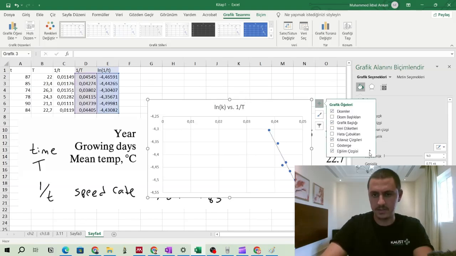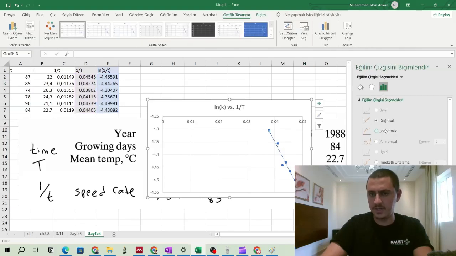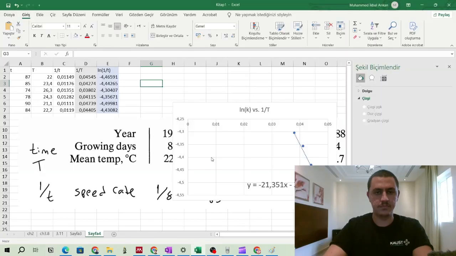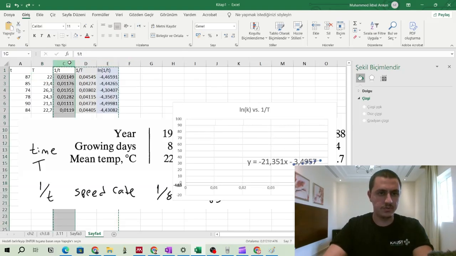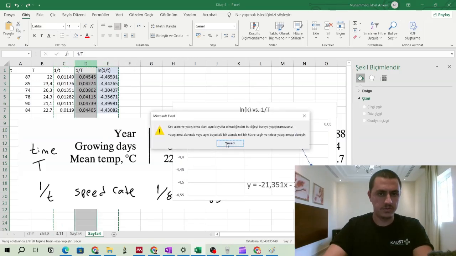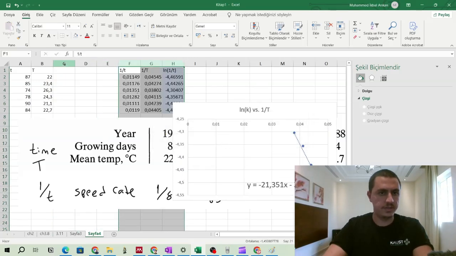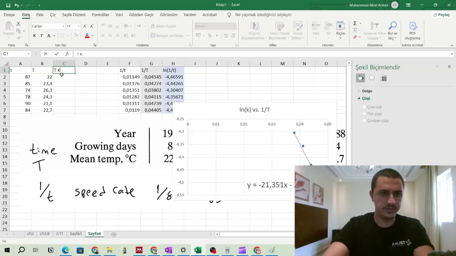Here you can add the regression. You can say it's linear or exponential or logarithmic. We need linear, because we need a slope here and the distribution is quite linear. Here is a further step: we have a mistake, we did not convert the temperature to Kelvin. So let's do that.